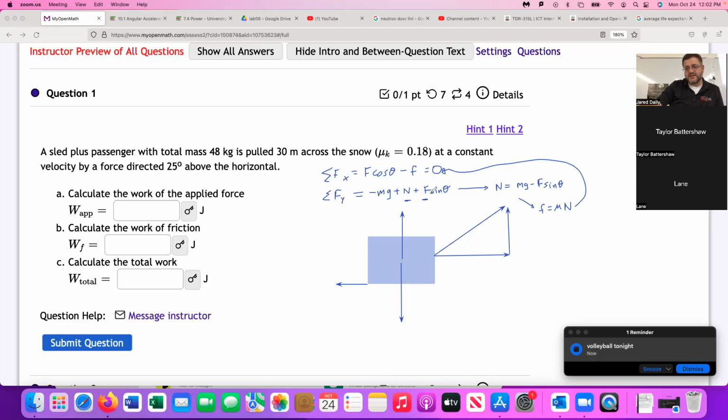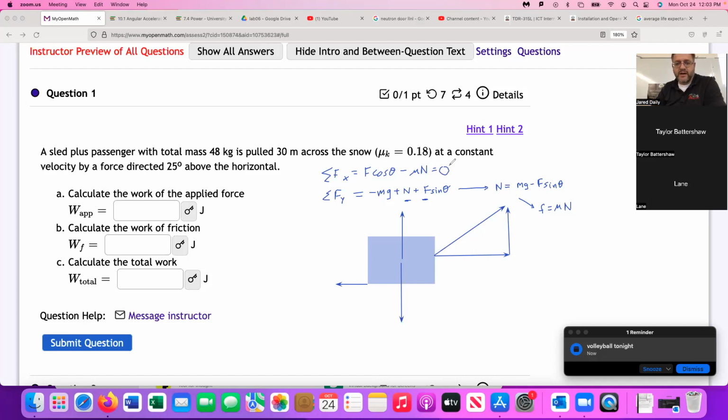So what would I do then, considering that? This is what I would do. I would replace the friction in this top equation with mu times the normal force, because that's what it is. And now I have two equations to solve: normal force equals mg minus F sine theta, and this equation here, which equals 0, right?